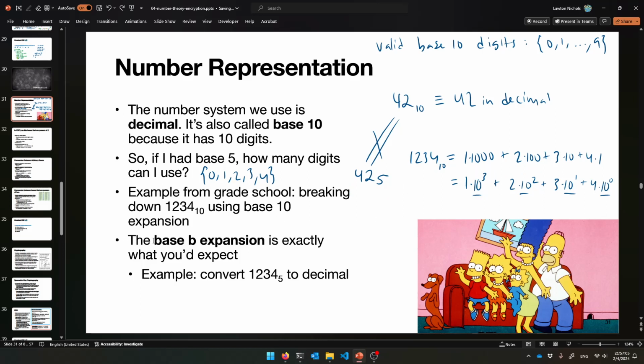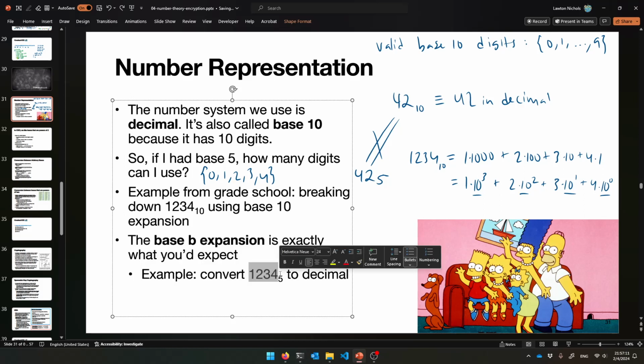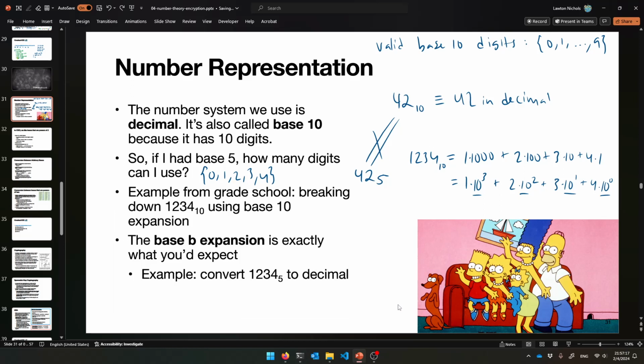The base b expansion for some arbitrary base b is exactly what you would expect. So let's take 1, 2, 3, 4, not 1,234, that number in base 5, and convert it to decimal. Base 5, that's equal to, well, you usually start at the right. This is the 4's place, which contributes 4 times 5 to the 0. You always start with the base to the 0. Then this is 3 times 5 to the first, and then this is 2 times 5 squared, the 25's place. And then this is 1 times 5 cubed.